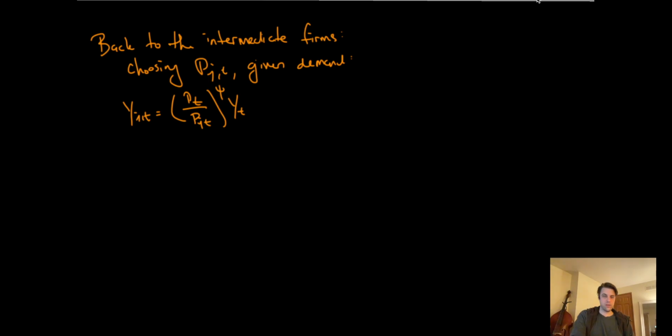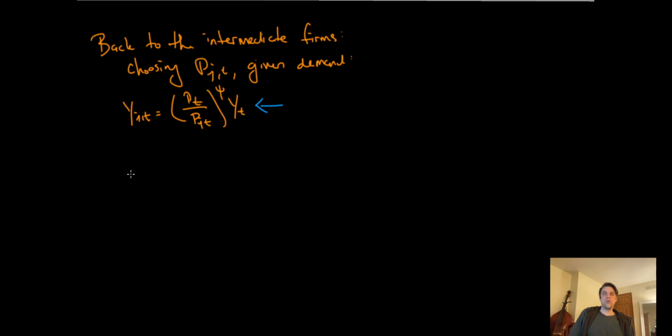All right, welcome back. We're going to now turn back to the intermediate goods firm and think about how they choose their prices given that they know that the bundler is going to demand this from them. So the reason why we took the detour into the bundler before returning to this firm is because we need to know this demand function.